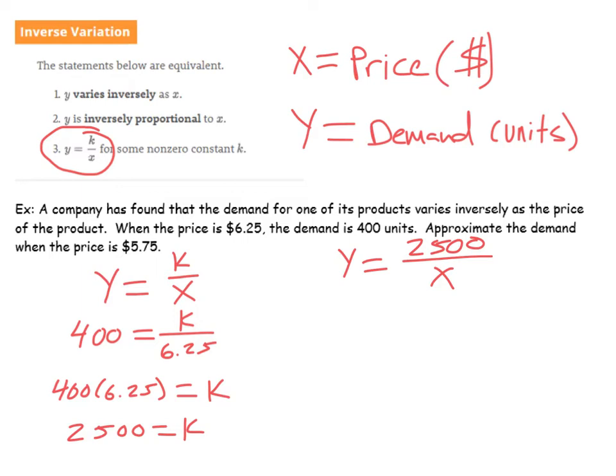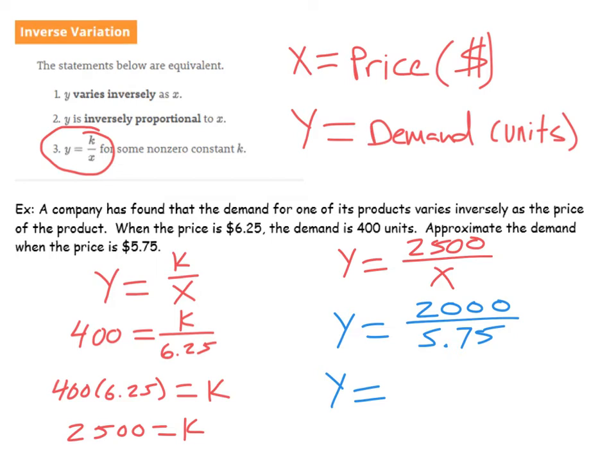Because it does ask us a follow-up question: what would we expect to sell in terms of units? What would the demand be? If instead of pricing it at 625, what if we priced it at 575? Before you punch that into a calculator, it's good to think it through to make sure you've got a good expectation to test your answer against. They're putting the price lower, and this is inversely proportional, so that tells us if they drop the price, the demand should go up.